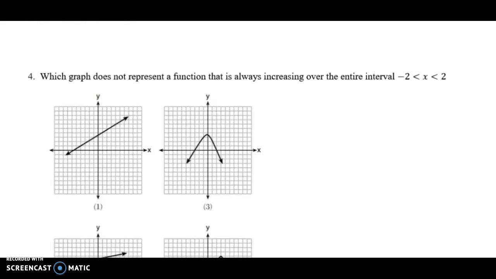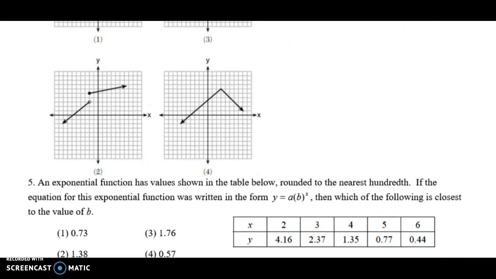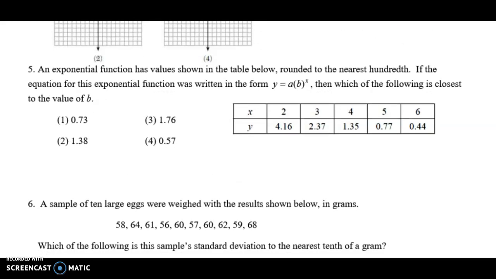For 4, you have an interval, a set of x values. You have to decide which one shows that it is always increasing during that time period. 5 shows you a table. The exponential function has the values in the table below rounded to the nearest hundredth. If the equation for this function was written in the form y equals a times b to the x, then which of the following is closest to the value of b? You can use L1 and L2. Remember, to get an exponential function, it's stat, calc, 0, exponential regression.